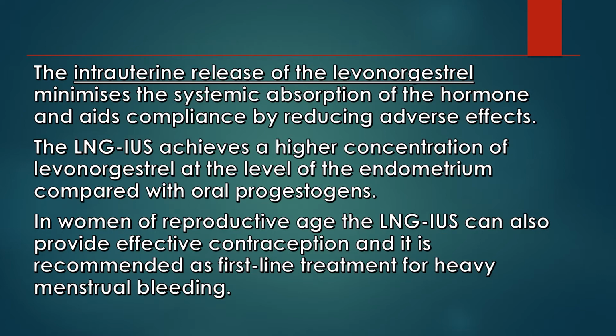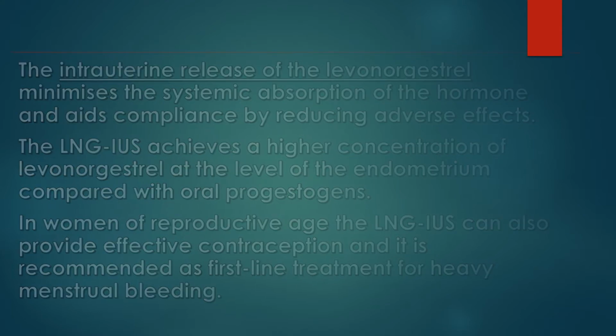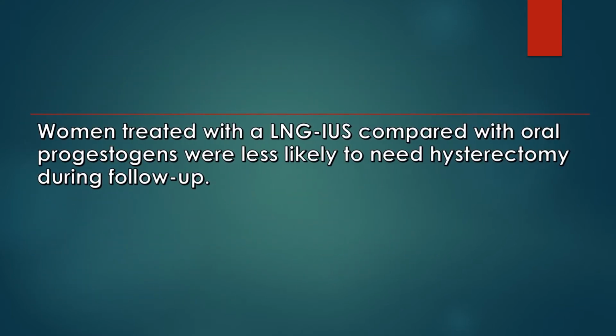In women of reproductive age, the levonorgestrel releasing intrauterine system can also provide effective contraception, and it is recommended as first-line treatment for heavy menstrual bleeding. Women treated with a LNG-IUS compared with oral progestogens were less likely to need hysterectomy during follow-up.